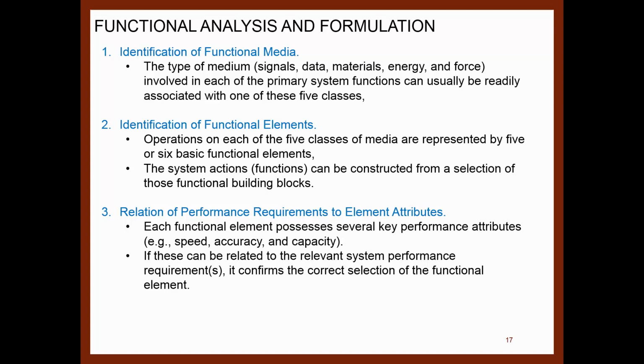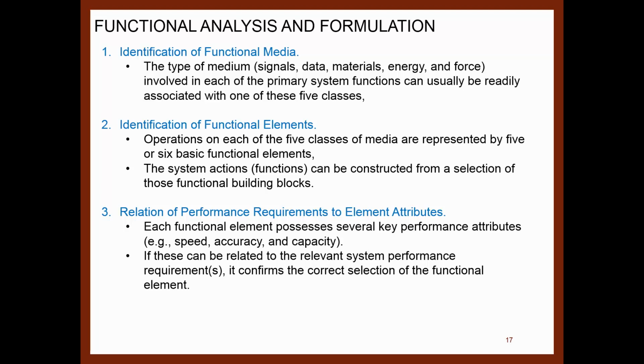First, we start with identification of functional media, which includes the type of medium, signal, data, materials, energy, and force involved in each of the primary system functions, and can usually be readily associated with one of these 5 classes. Second, identification of functional elements. Operations on each of the 5 classes of media are represented by 5 or 6 basic functional elements. The system actions or functions can be constructed from a selection of those functional building blocks. And we discussed those in one of our first lectures.